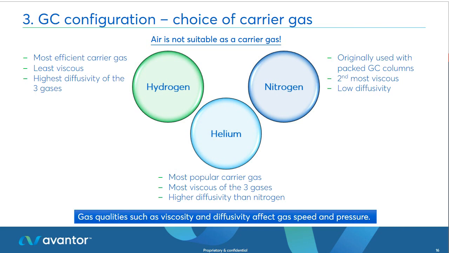So nitrogen was originally used with packed GC columns. It can still be used today, but it's got a very slow retention time. It's the second most viscous out of all of these three gases. It's got low diffusivity.